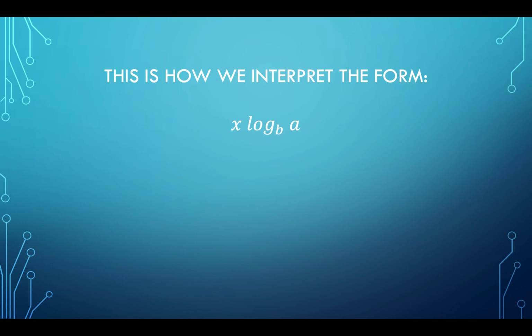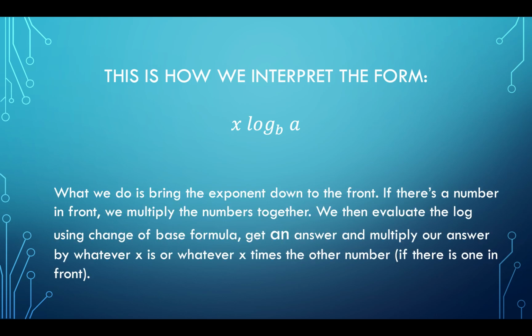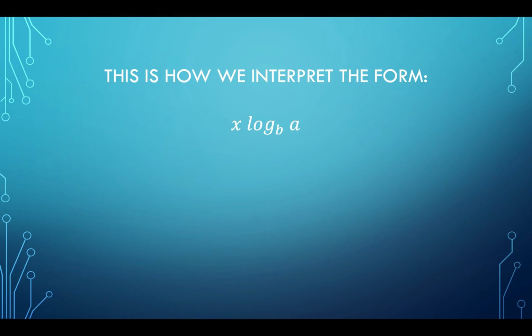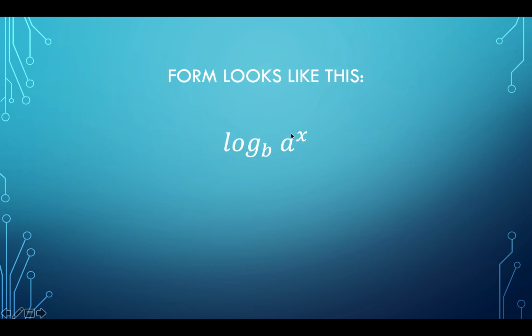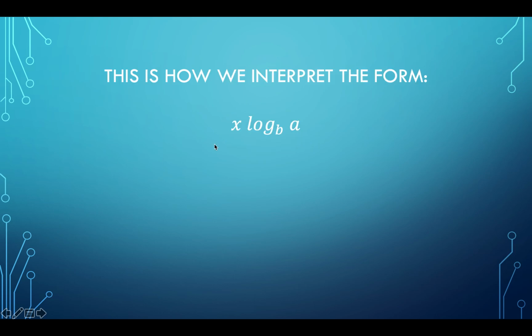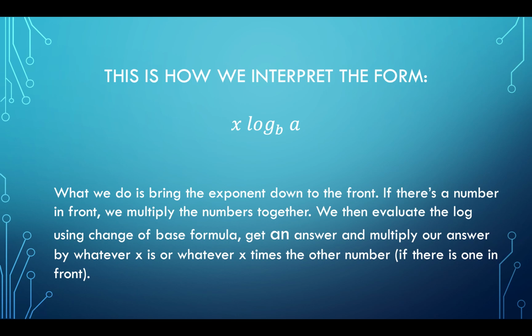This is how we're going to interpret the form: x times log base b of a. What this basically means is we're going to bring that exponent down to the front. So this x that was up here, you brought it down in front of log. If there's a number in front, you're going to multiply those two numbers together. If there's no number there, it's understood to be 1, so it's just going to be whatever x was.